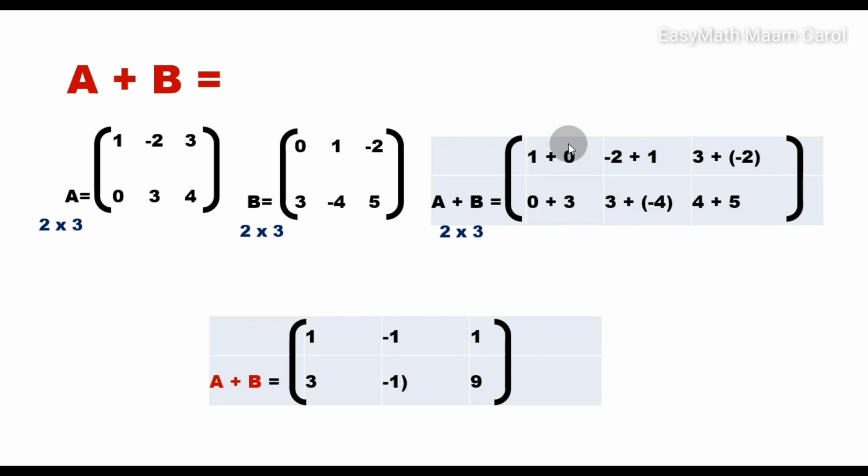So, ang gagawin nyo na lang, ganito lang siya kasimple. Andito siya sa red, yung final answer. All you need to do is to add each element. So, 1 plus 0 is 1. Negative 2 plus 1 is negative 1. 3 plus negative 2 is positive 1. 0 plus 3 is 3. 3 plus negative 4 is negative 1. And then 4 plus 5 is equal to 9. So, ito na yung final answer.